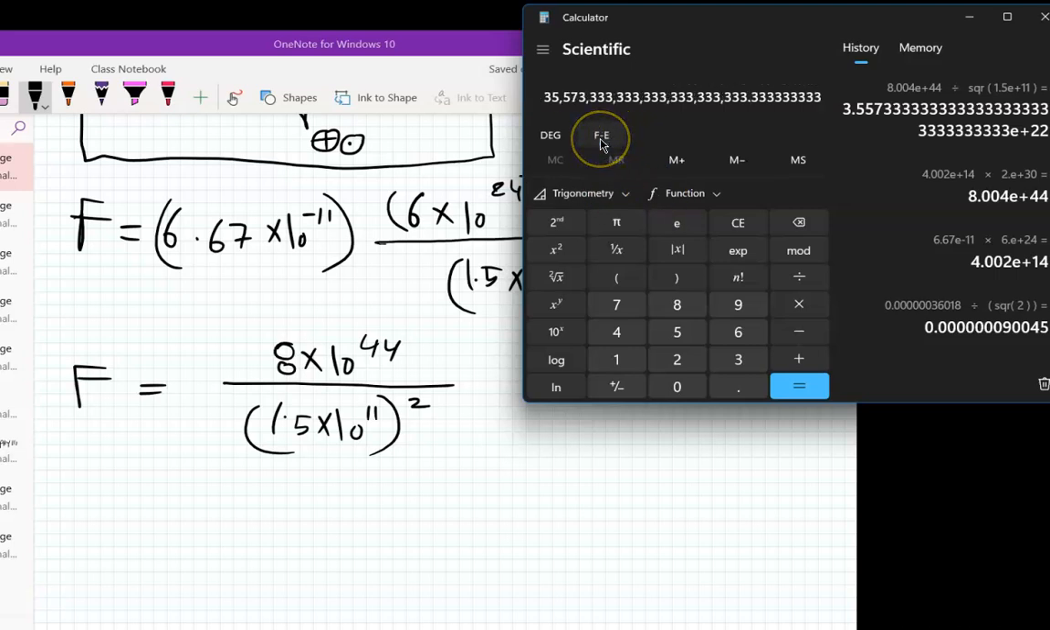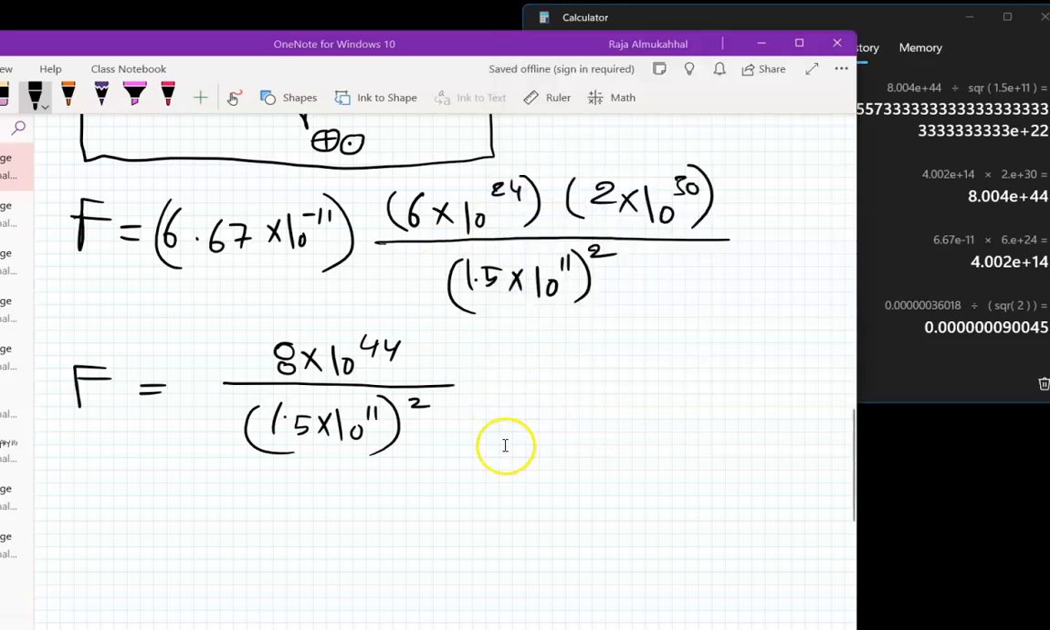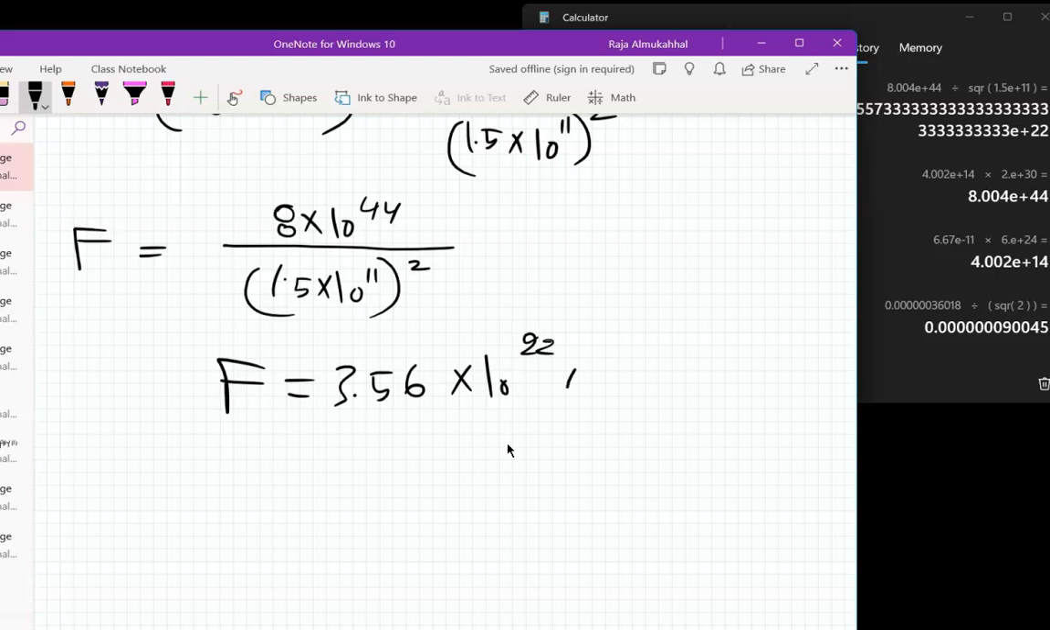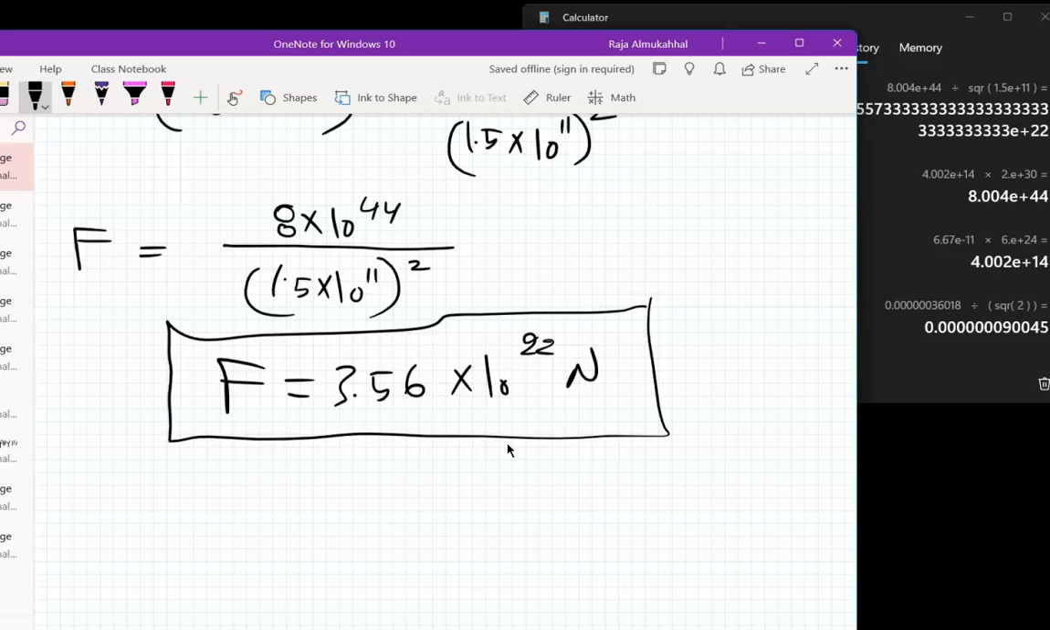I mean, if you want it in the standard number, there's no way you can read this number. It is absolutely crazy. So anyway, the number that I have, 3.5622, so that's equal to F equals 3.56 times 10 to the 22 Newton, and that's the final answer. Now look at this number. Look how big this number is. You can't even read that number.